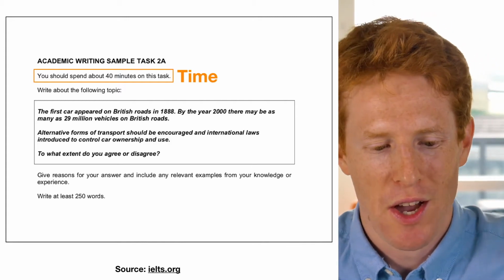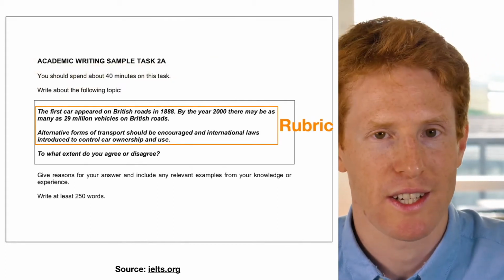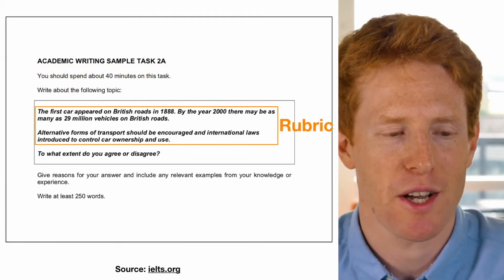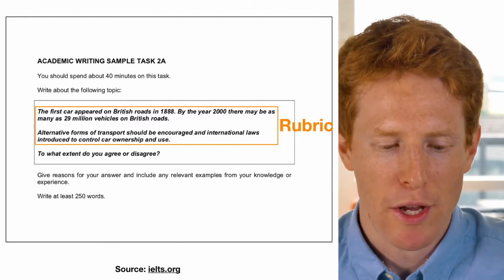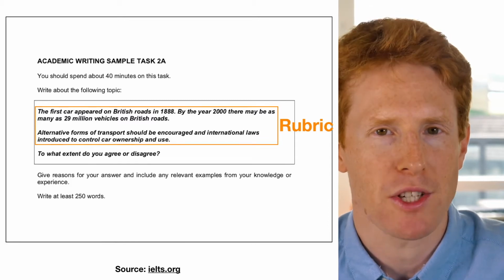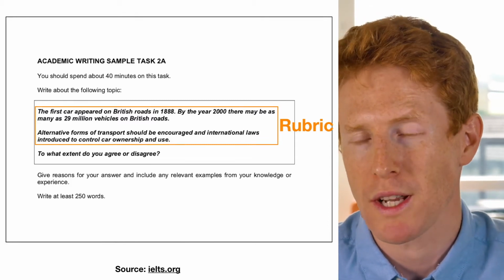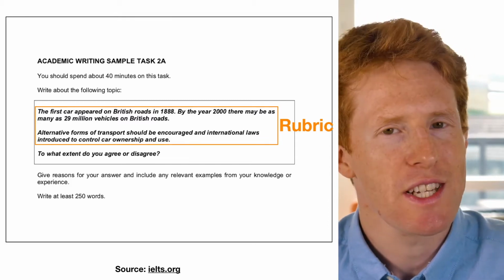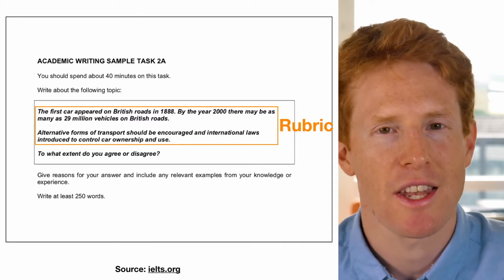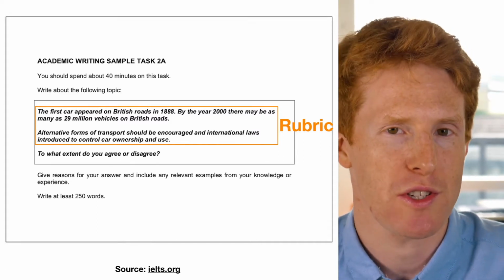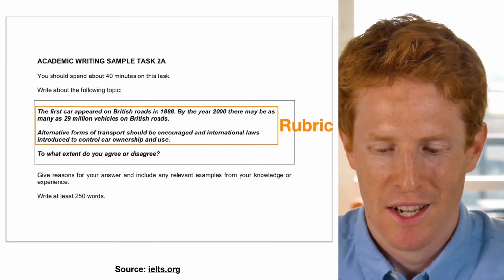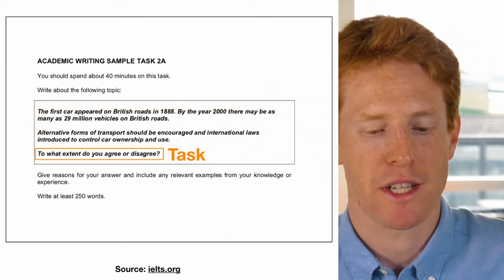Right, below the time we have the rubric. So this basically gives the statement of the question, and this is where you can find all of the information about what the topic is that you're writing about. A good idea is to read this carefully and underline keywords that help you understand the question you're being asked. Now, below the rubric we have the task.